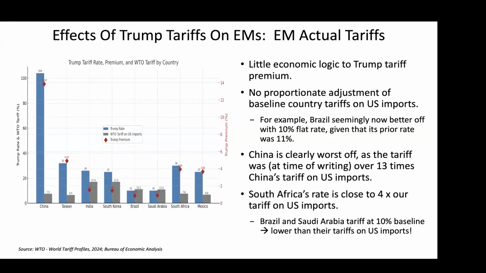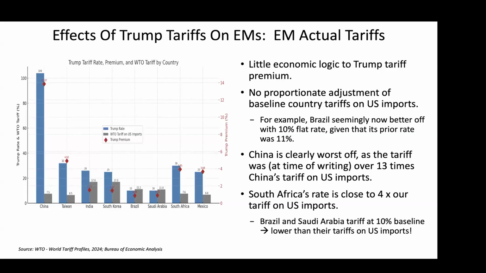This leads one to believe that there's a lot of political economy, there's guesswork, there may be a pure negotiation strategy to set the bar really high and then negotiate downwards. There are also, which is often not mentioned, strange anomalies. If you look at Saudi Arabia and Brazil, their Trump rate, which is now the baseline at 10, is actually lower than their current average rates on US imports.